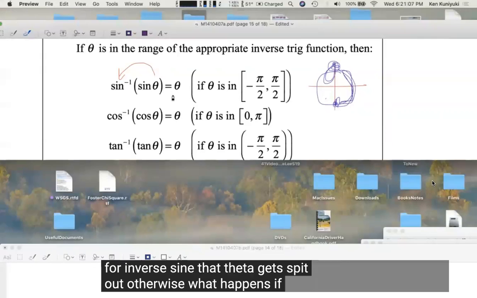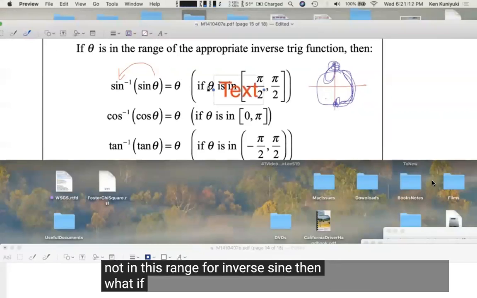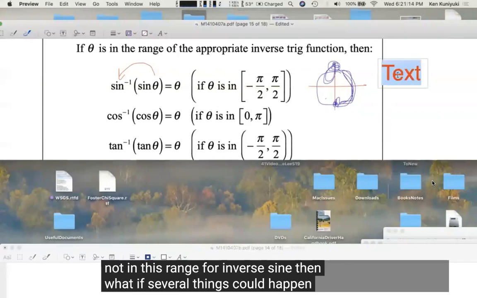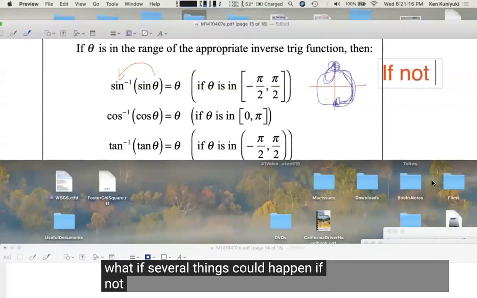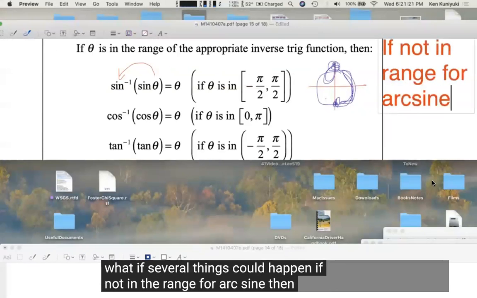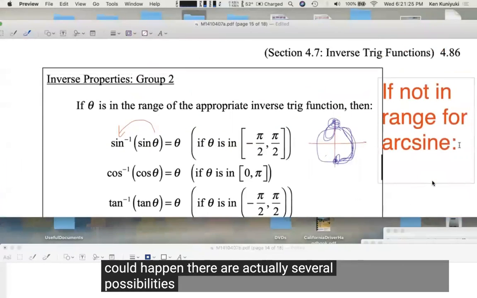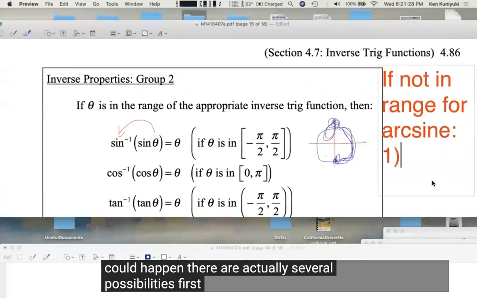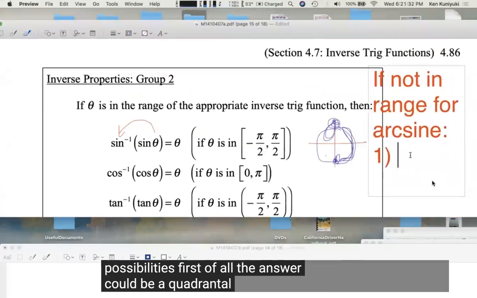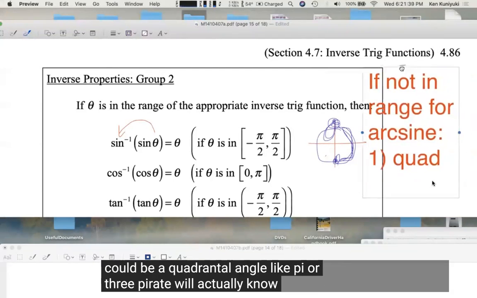Otherwise, what happens if theta is not in this range for inverse sine? Then one of several things could happen. If not in the range for arc sine, then what could happen? There are actually several possibilities. First of all, the answer could be a quadrantal angle, like pi or 3 pi over, well, actually, no.